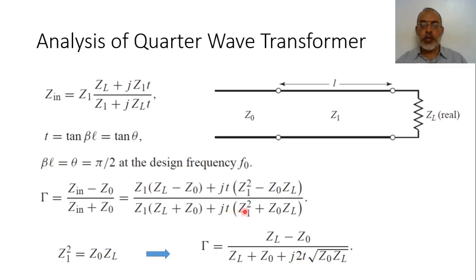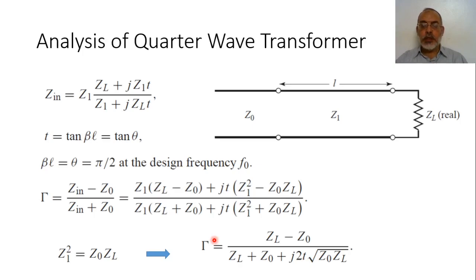multiplied by 2Z1 squared over Z1, which would be 2Z1). Z1 can be replaced by the square root of Z0 ZL. So this would be j2T square root of Z0 ZL. Alright? This is the reflection coefficient as a function of T, where T is a function of beta and beta is a function of frequency. So this is the reflection coefficient as a function of the frequency.